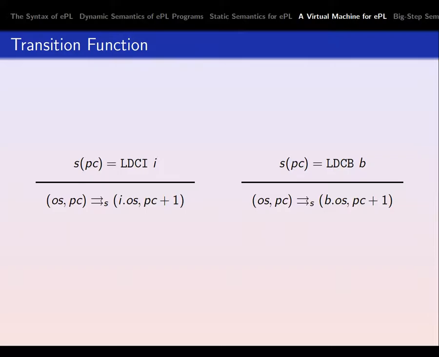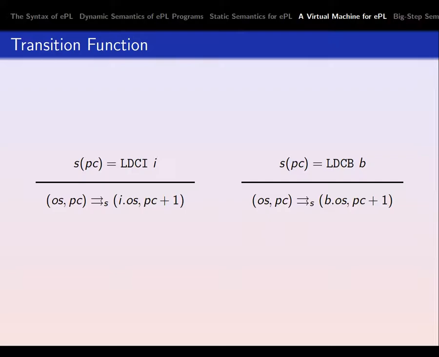All right, so what's above the line is the condition. If the current instruction is LDCI, so when we're saying S(PC) equals LDCI, it means that if the instruction where the program counter points to is LDCI, then have the following transition, right? Whatever is below the line is the transition that we execute, right? So we have a precondition and we have the relation or the transition that gets executed.